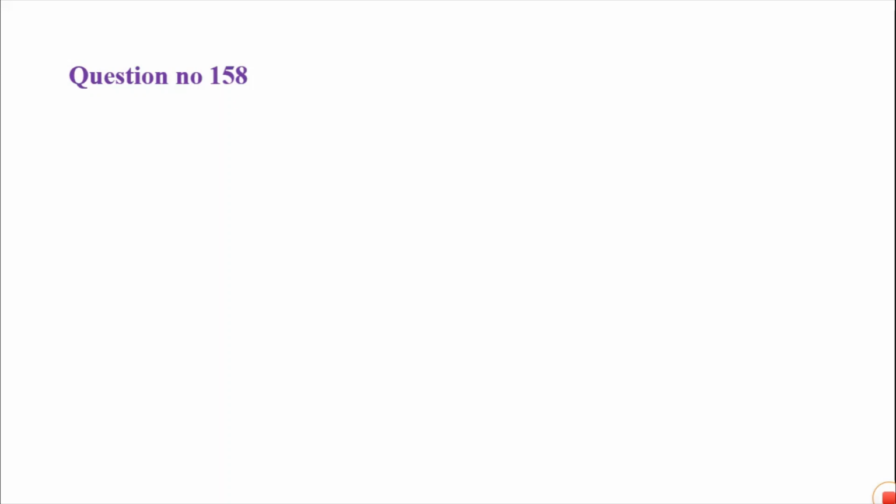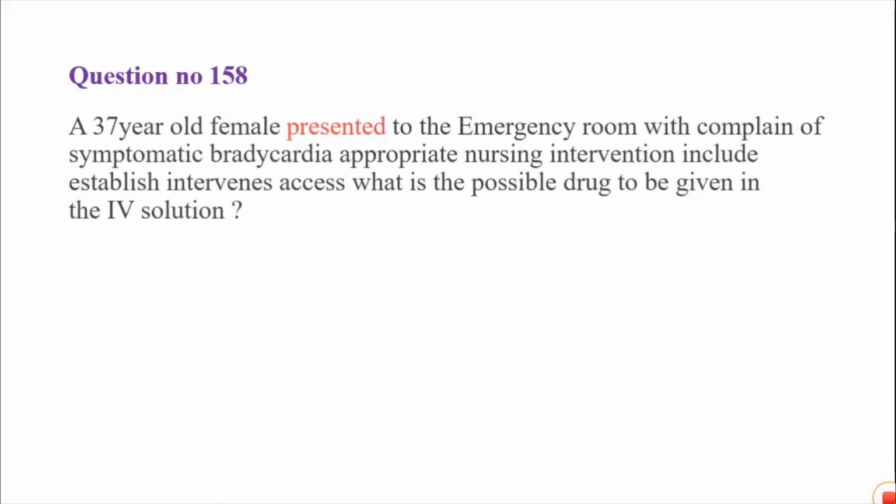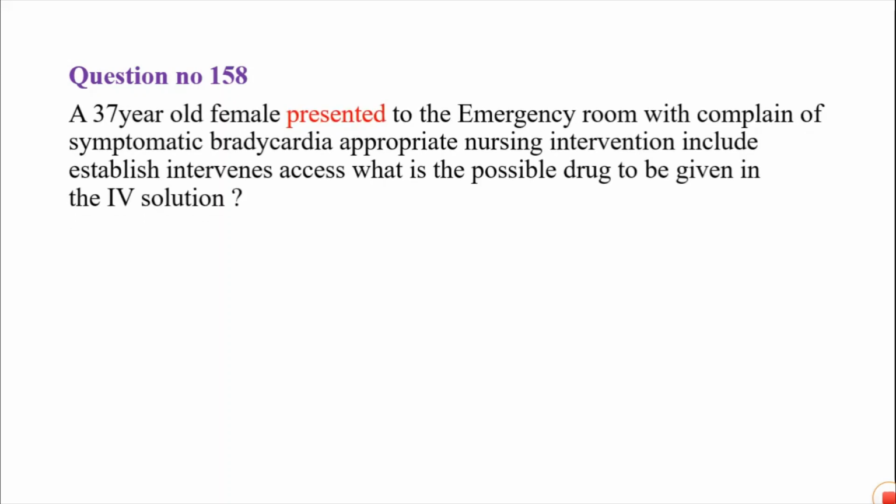Question number 158. A 37-year-old female presented to the emergency room with complaint of symptomatic bradycardia. Appropriate nursing intervention includes establishing intravenous access. What is the possible drug to be given in the IV solution? The options are number A, digoxin, number B, atropine, number C, anticoagulant, number D, calcium channel blocker.